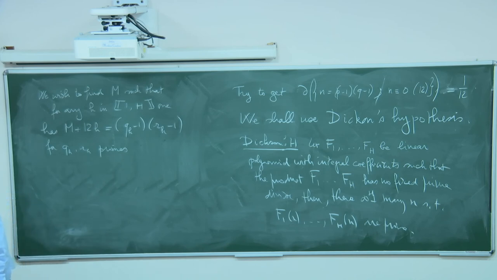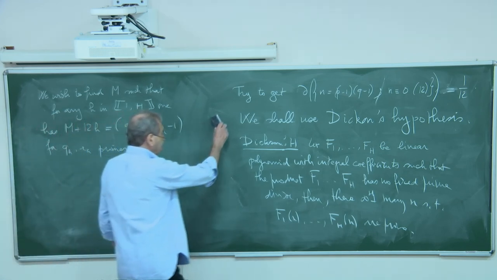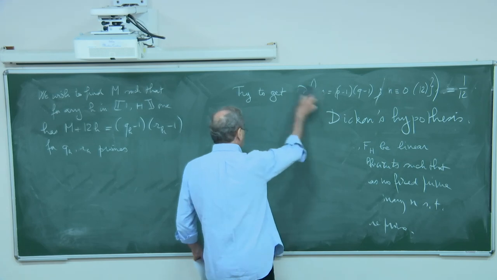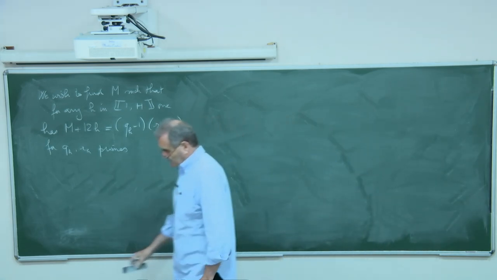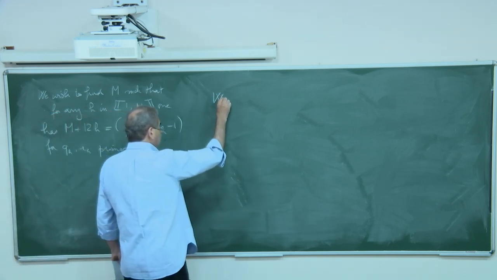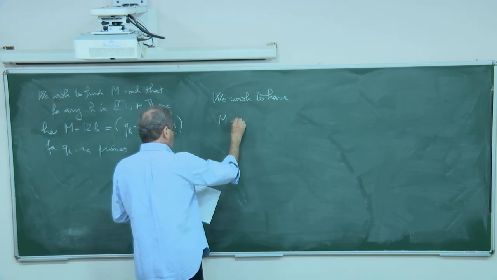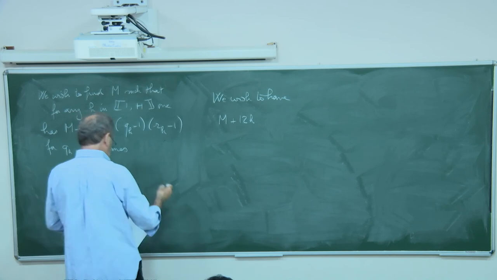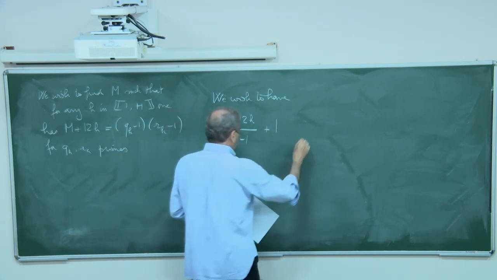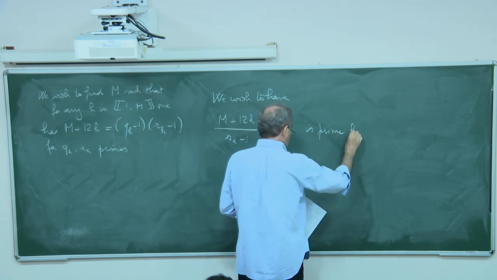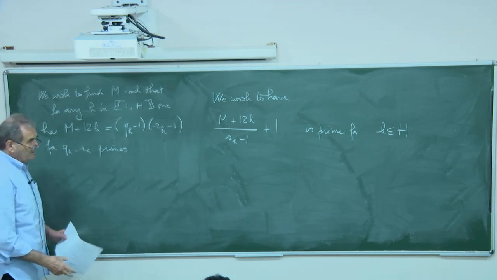Where are we? Here. So what we want to say, in another way, is the following. We wish to have m plus 12h divided by r_h minus 1, and we want this to be q_h minus 1, and we want this to be prime, for h at most capital H. If this is prime, we're happy.